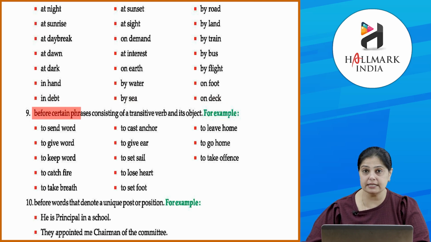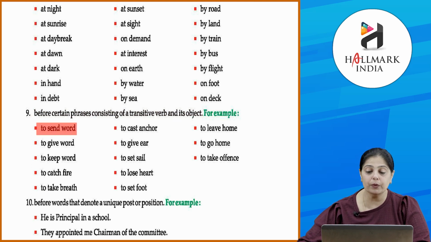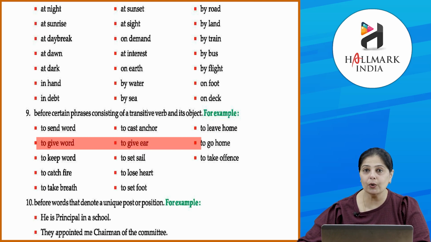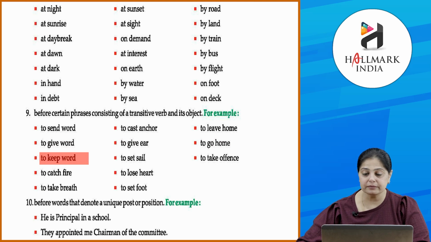Before certain phrases consisting of a transitive verb and its object. याद है ना आपको transitive verbs क्या होते हैं? When there is an object required. Okay, for example, to send word, to cast anchor, to leave home, to give word, to give ear, to go home, to keep word, to set sail, to take offense, to catch the fire. Do you think it is right? No. To catch fire.